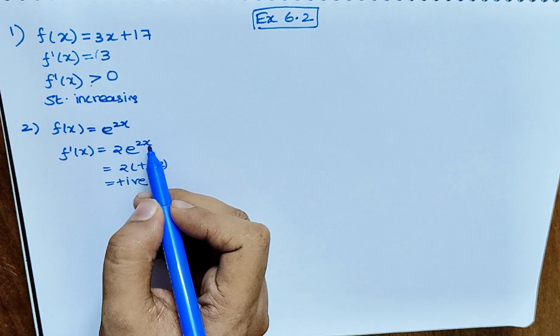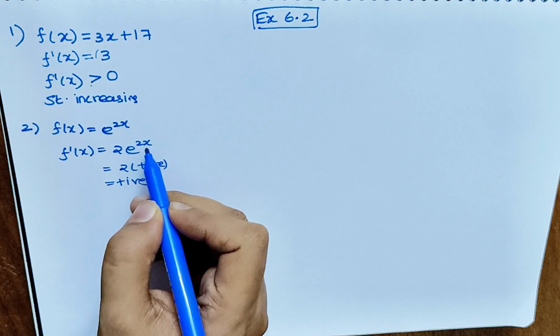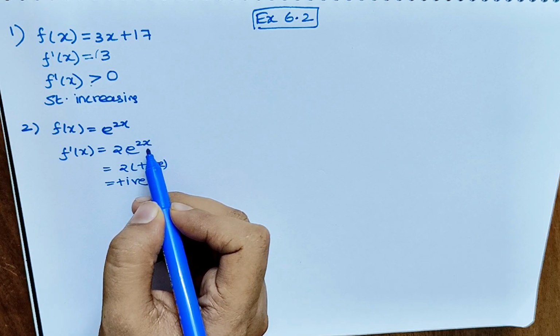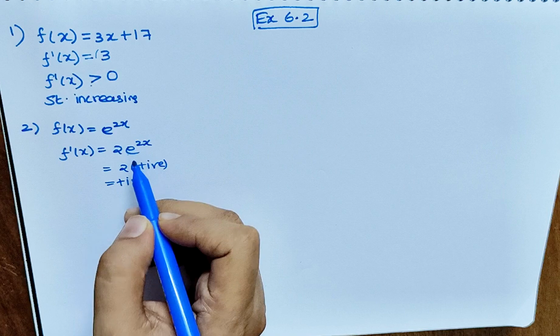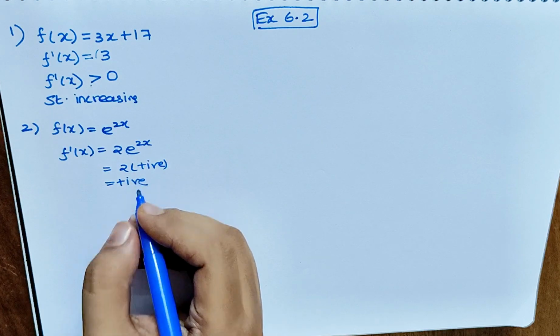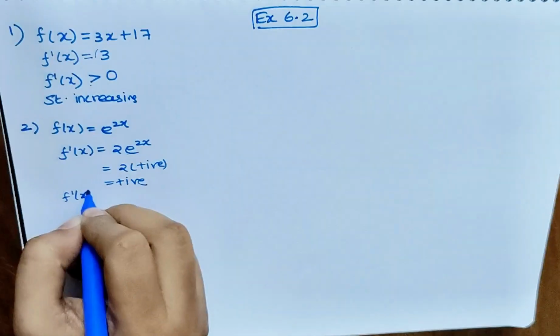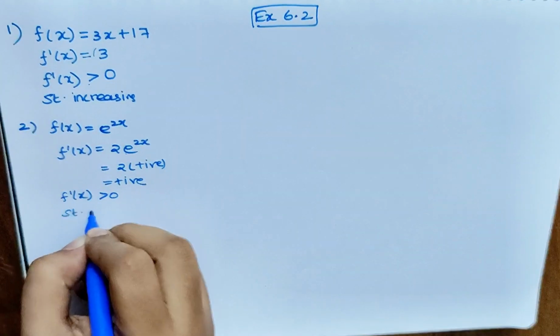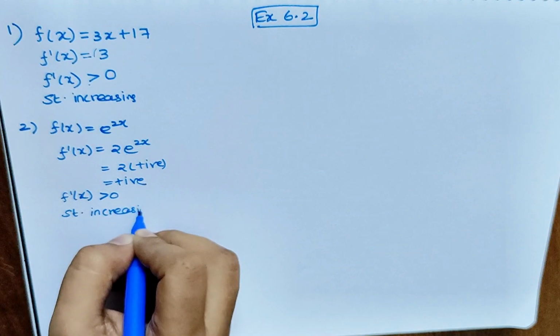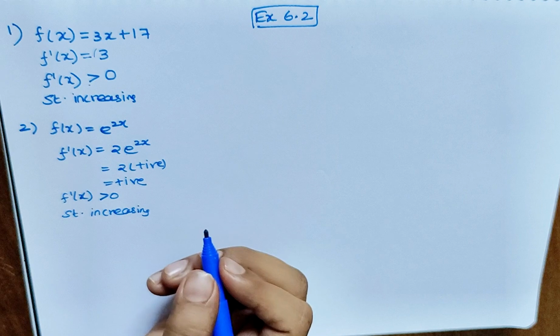Though you substitute x as 0, e power 0, any term power 0, we get the value as 1. 1 into 2 will be 2. There is no chance of getting 0 in our first derivative. So therefore, f dash of x is greater than 0. The function is strictly increasing on real numbers. Whatever the x value we substitute, this remains positive.